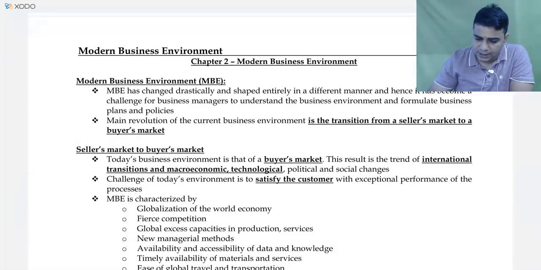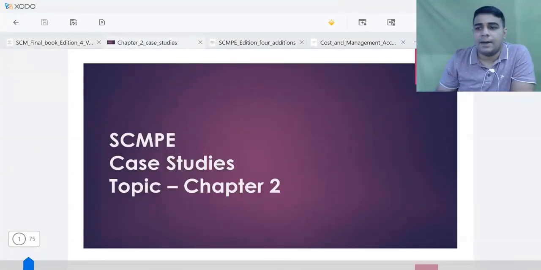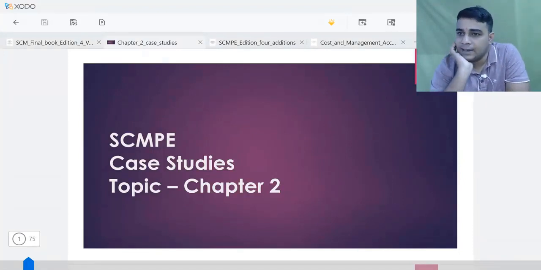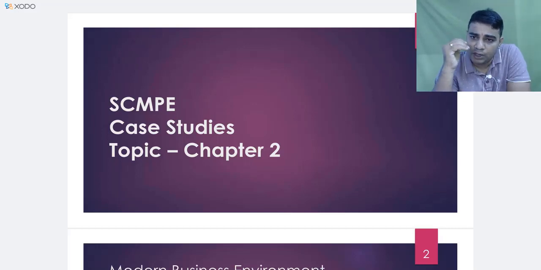So, let us first initially start with this transition which has happened. The market which used to be a seller's market has transitioned into a buyer's market. Because of this transition, it is increasingly important for an organization to become efficient. Now, the reason for this becoming a buyer's market is, I think, a lot of it is because of the development of e-commerce, development of the internet, and global competition.